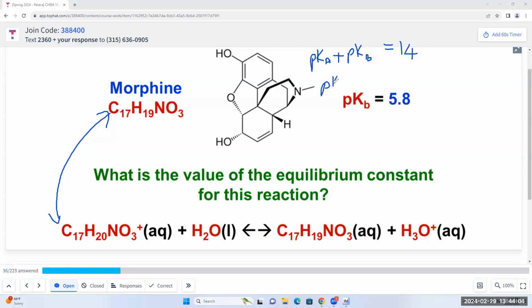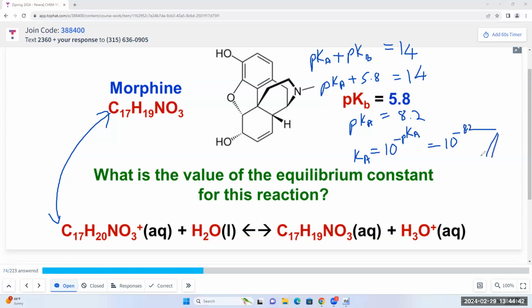And then pKb is given to you, which is 5.8. So pKa plus 5.8 equals 14. Therefore, pKa is 14 minus 5.8, which is 8.2. If pKa is 8.2, we know Ka is 10 to the power of negative pKa, so that should be 10 to the power of negative 8.2. Done. That's it. I did it for you.